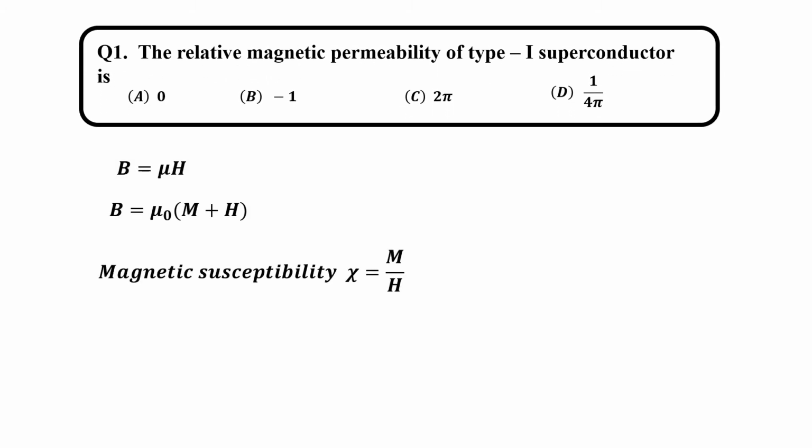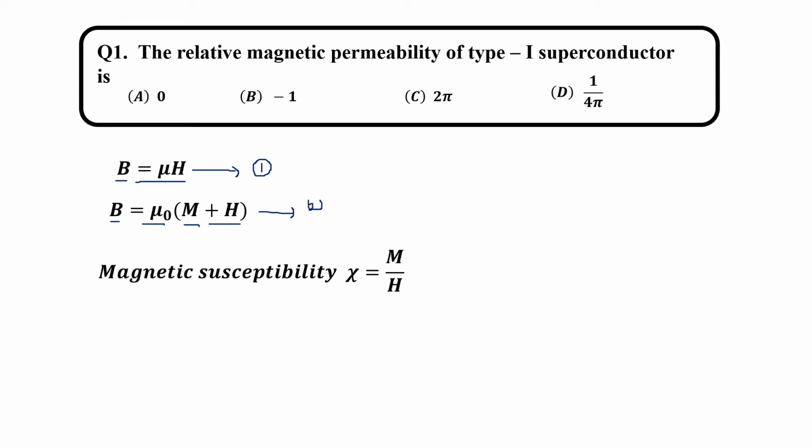To solve this problem, we need two formulas. The first one is the magnetic field induction, or magnetic induction, B equal to mu times H. That means the permeability of the medium times the magnetic field. H means the applied magnetic field. This is the first formula we need. The next one: the magnetic induction B equal to mu naught, the vacuum permeability, times the magnetization plus the magnetic field. This is the second formula we need.